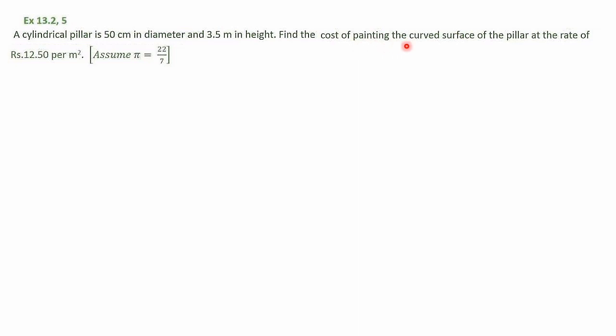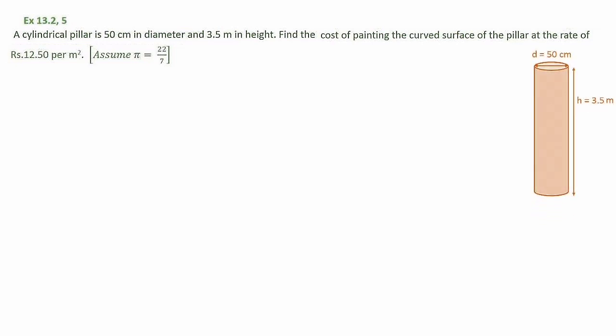So for the cost of painting the covered surface, first of all we have to calculate the covered surface area of the cylinder, or covered surface area of the pillar, by using the given measurements. Then that covered surface area we have to multiply with the rate, that is 12.50. Then we will get the cost.